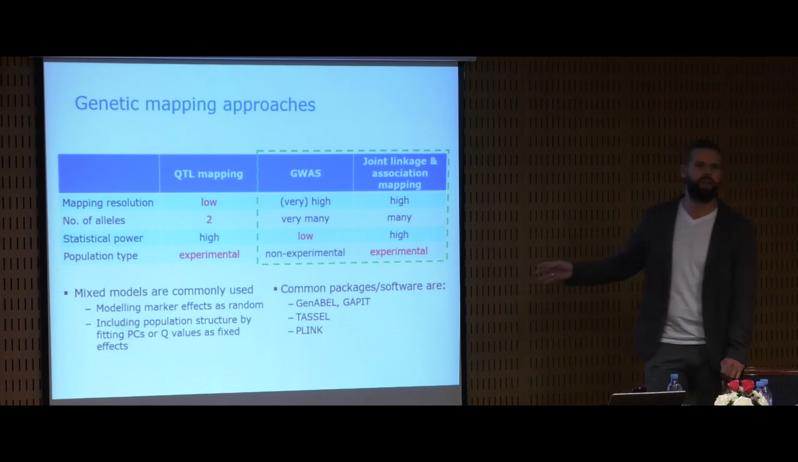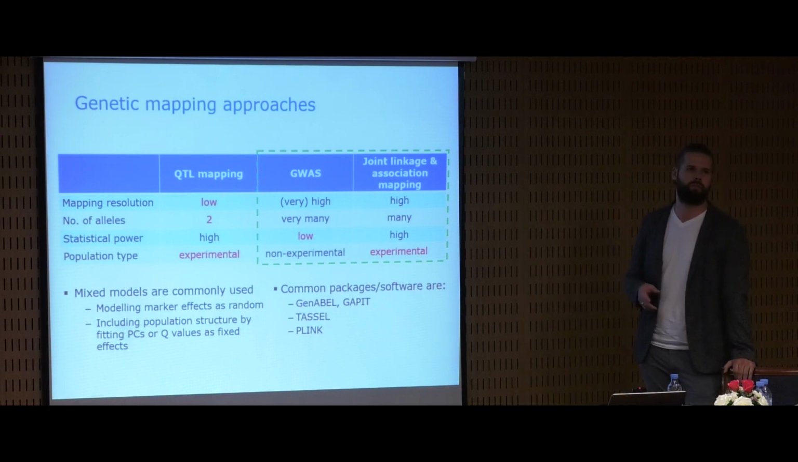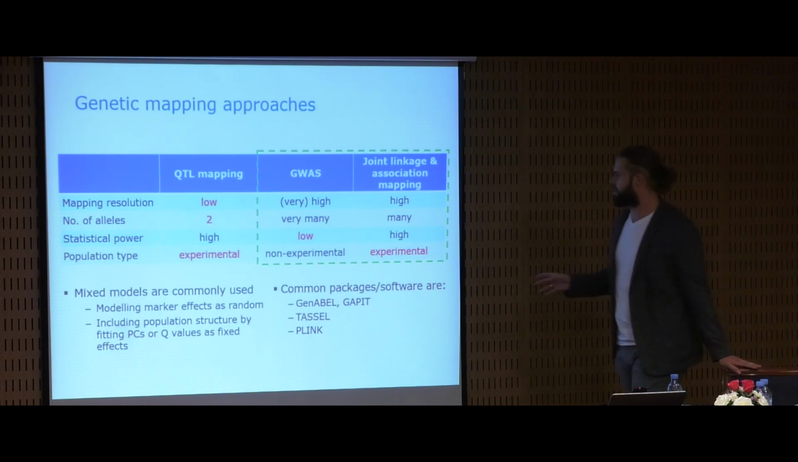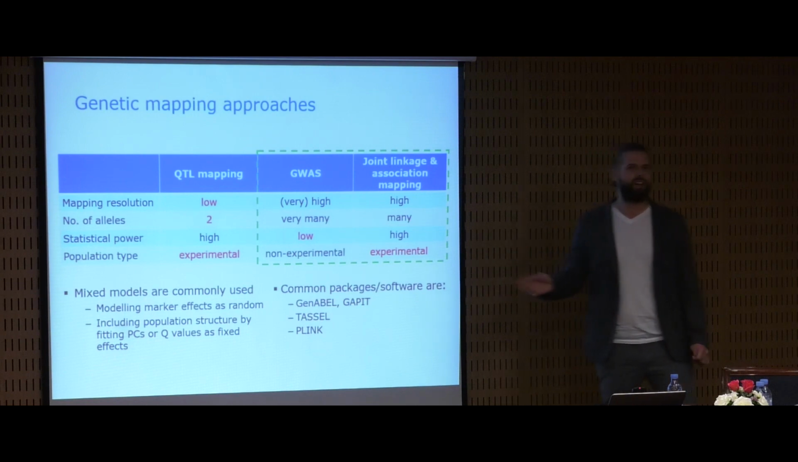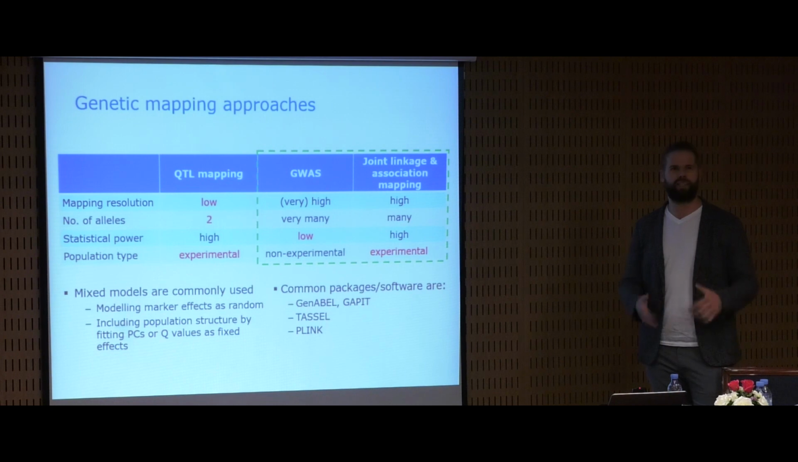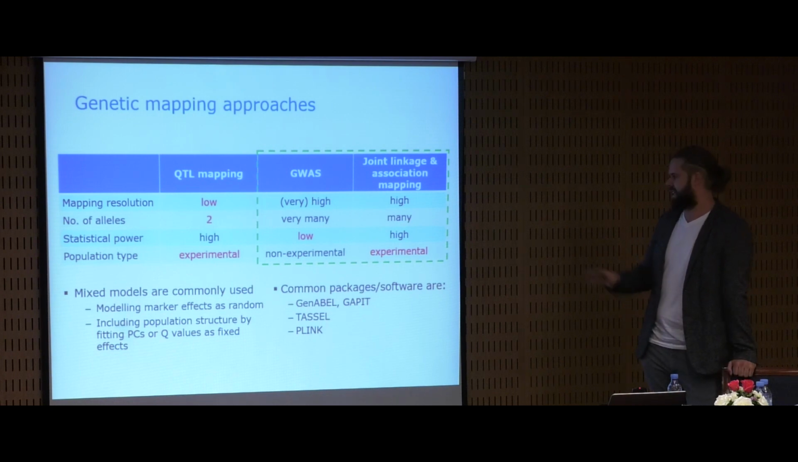For example, GenABEL, which originally comes from human genetics, but which is a really nice and powerful tool. GAPIT is another R package. There are standalone software like TASSEL or PLINK. PLINK especially becomes really useful when you have to handle really large data sets. But yeah, there's a whole bunch of other software.